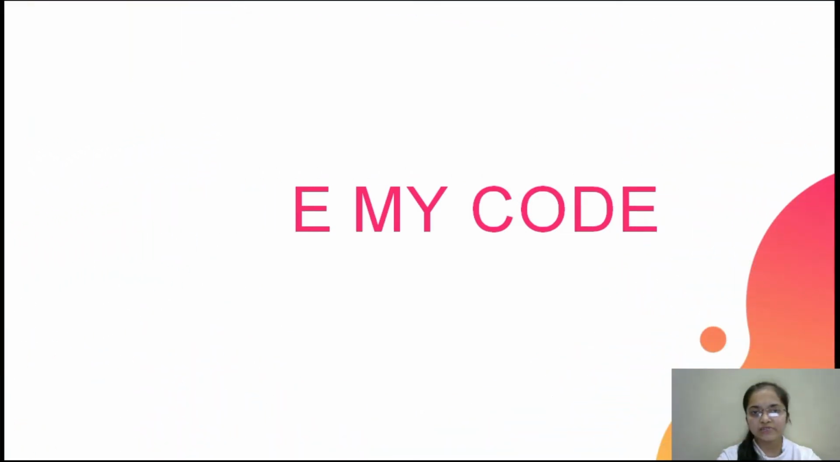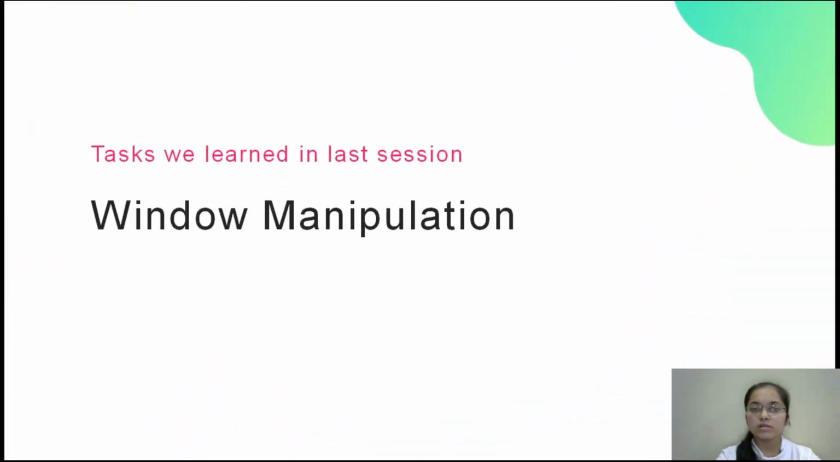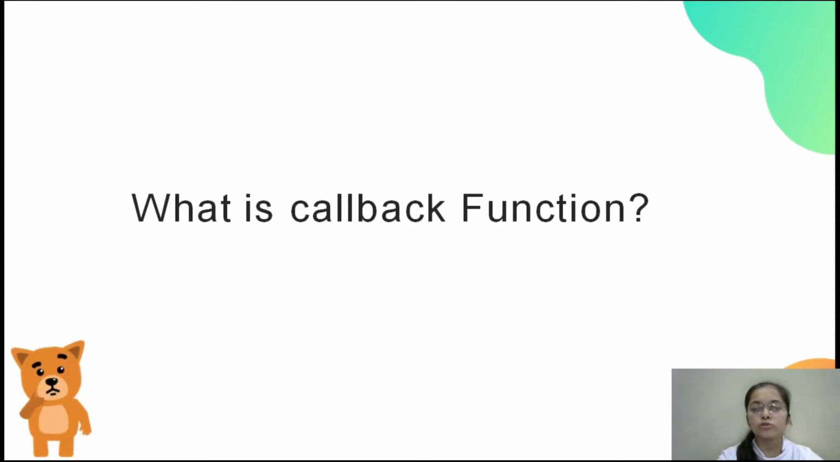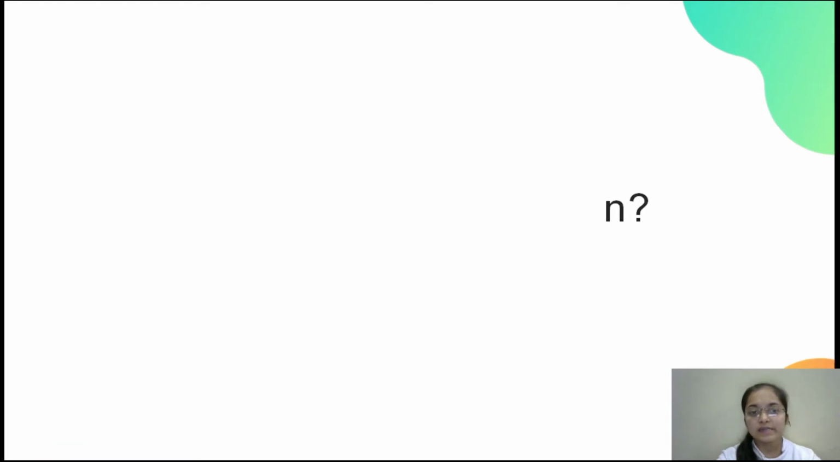Now let's start our task. The task that we did in our last session was window manipulation, and in this session we will learn about callback functions using JavaScript. Now what do you mean by callback function? A callback function is used for synchronous execution of a function. In simple words, a callback function is the name of a function that we can give as a parameter to another function. Now let's see in detail.